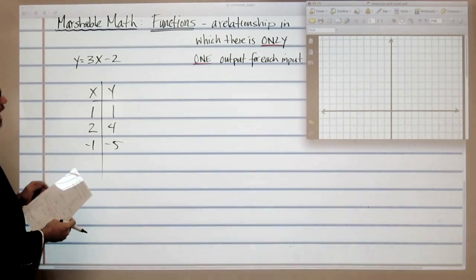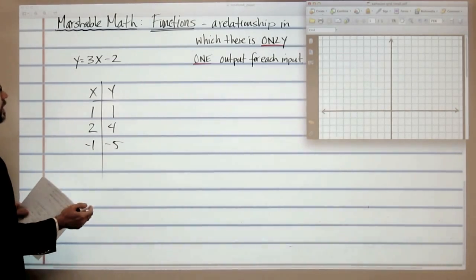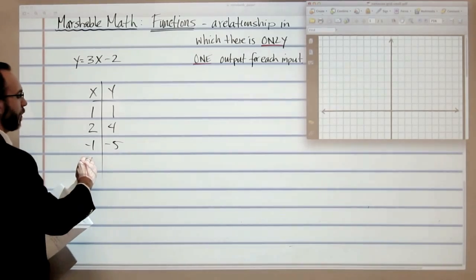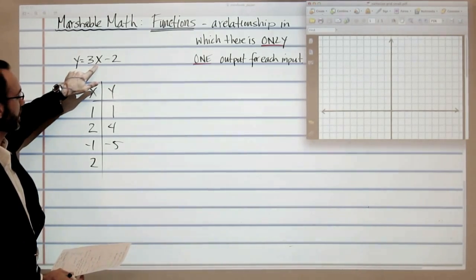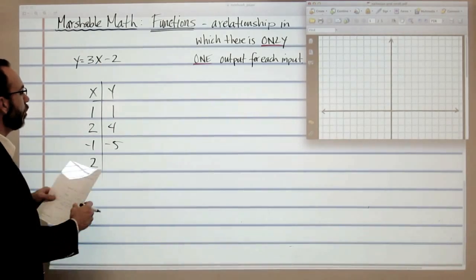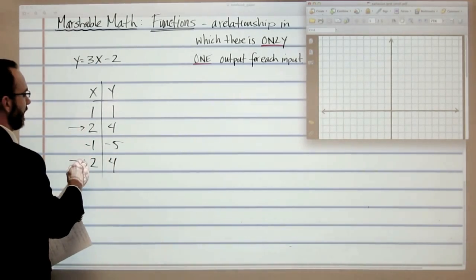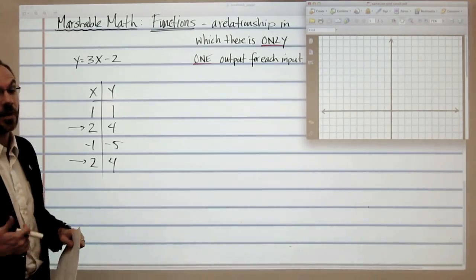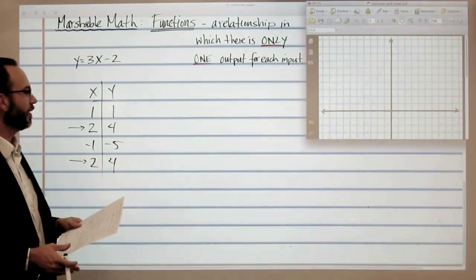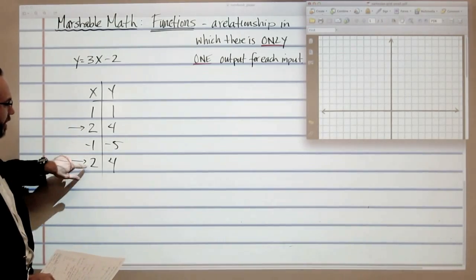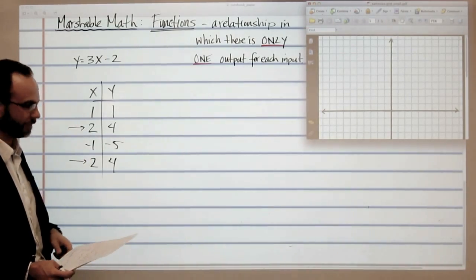So notice that I'm getting outputs for inputs, but what happens if I put in a duplicate input? Say, what happens if I put in 2 back into the equation again? 3 times 2 is 6 minus 2. Do I not get out the same thing that I had gotten previously? If the answer to that is yes, then what you've got is a function. If the answer to that is no, if you have a duplicate input that does not give you an identical output, then you know that it's not a function.